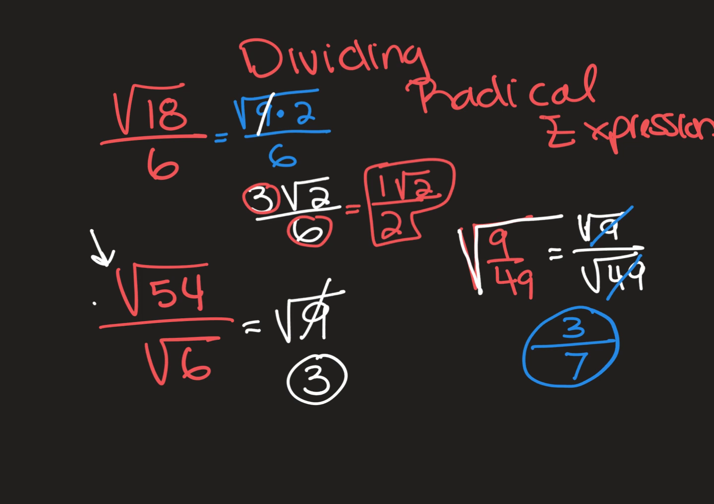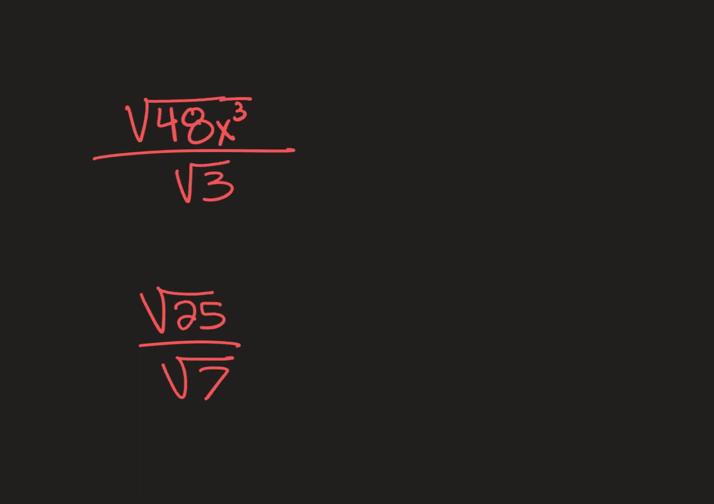Let's try another. Here we have some additional radicals. I do know that 48 is divisible by 3, and they're both under the radical. So I'm going to go ahead and put them together. So it's still going to have a radical. 48 divided by 3 goes 16 times, and then I still have x cubed.